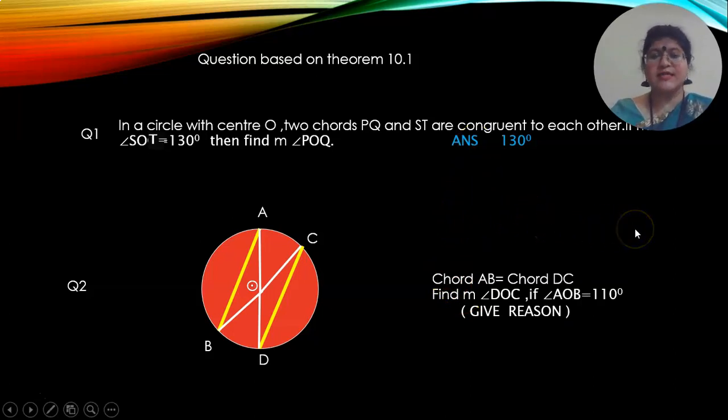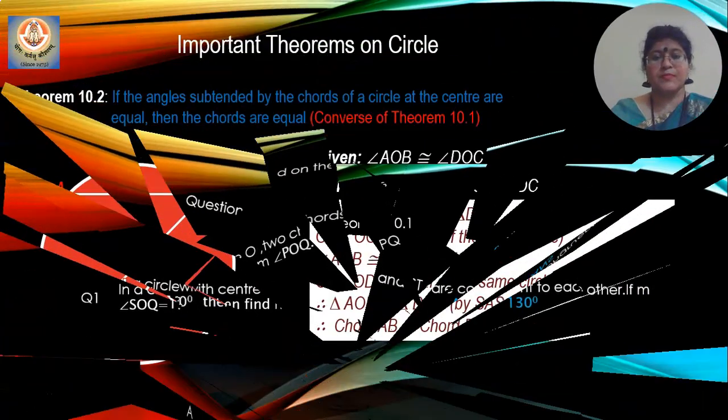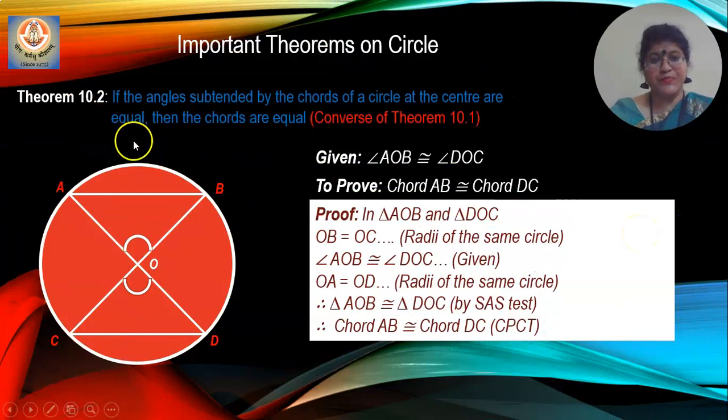Now let us look at another theorem, the converse of that theorem, that is theorem number 10.2. If the angles subtended by the chords of a circle at the center are equal, then the chords are equal. What does that mean? In this given circle, there are two chords AB and CD, and they are forming equal angles at the center. That means angle AOB is equal to angle DOC. That is given, and you have to prove chord AB and chord CD are equal.